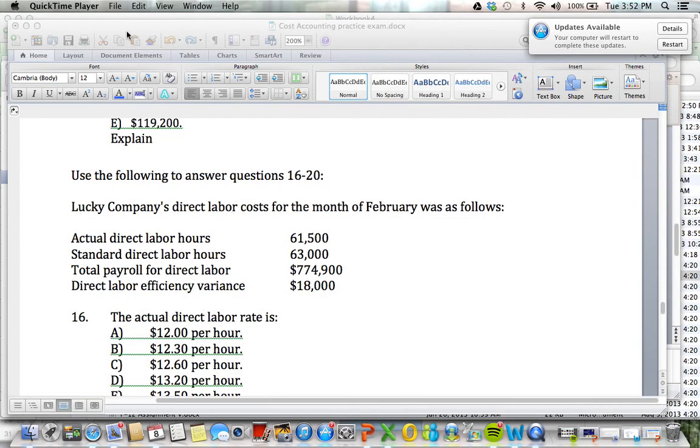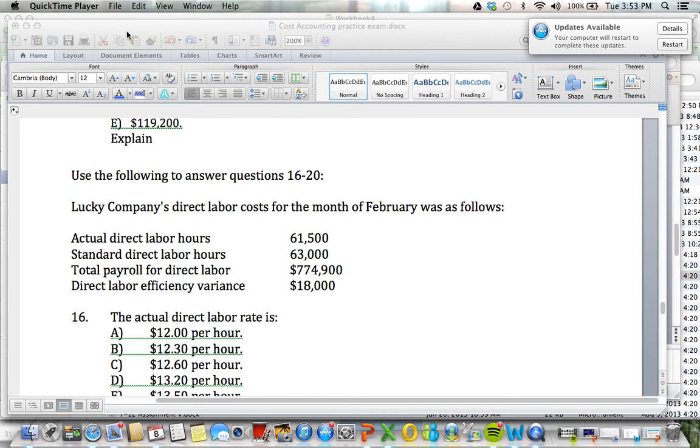And proceeding with question 16 here, we're going to go over the standard and direct variances. Now in this question, Lucky Company's direct labor costs for the month of February are as follows. We have actual direct labor hours, 61,500. Standard direct labor hours, 63,000. Total payroll for direct labor, 774,900, and direct labor efficiency variance of 18,000.